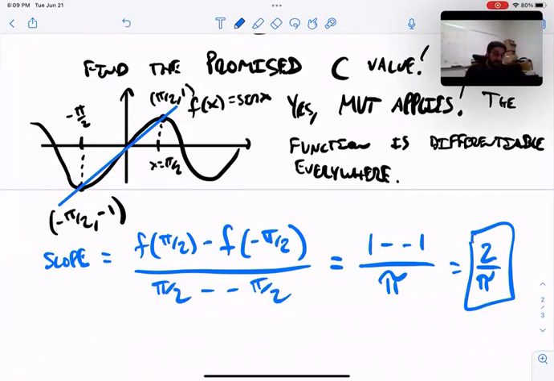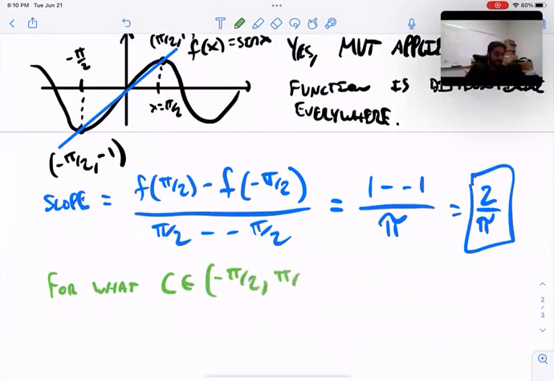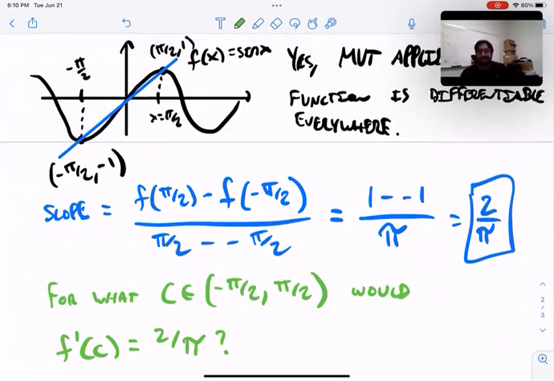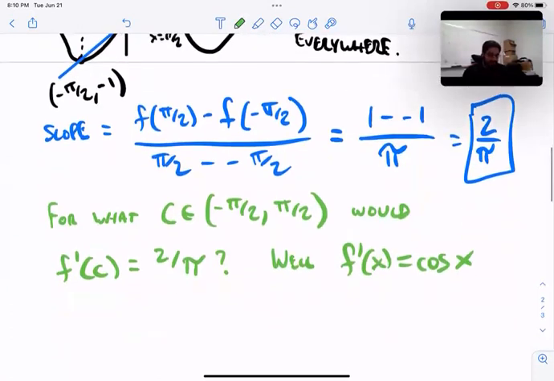Now, I can ask, for what c in this corresponding open interval, the open interval minus pi over 2 to pi over 2, would f prime of c equal this slope? We just found this slope. Well, the mean value theorem doesn't give us a general formula for that, but in a particular case like this where we have f of x equals sine of x, we know how to take the derivative of sine of x. The derivative of sine of x is cosine of x. So now I have an equation to solve.